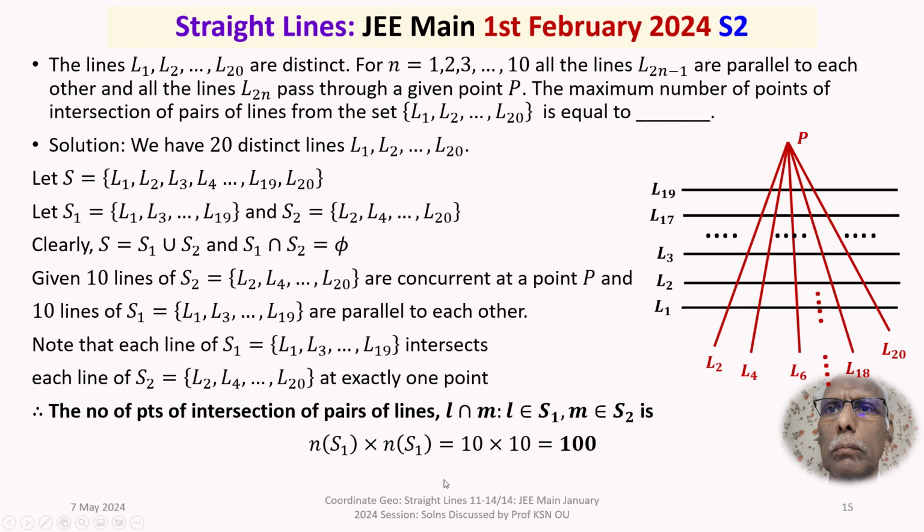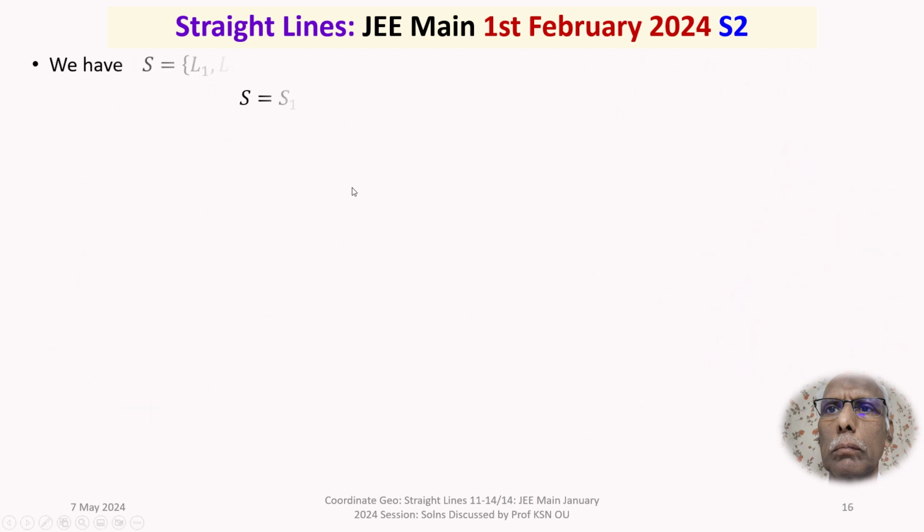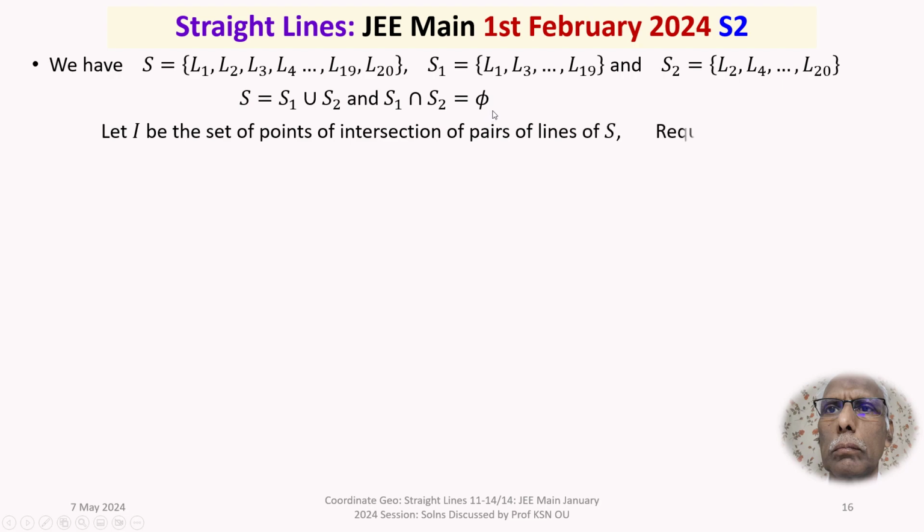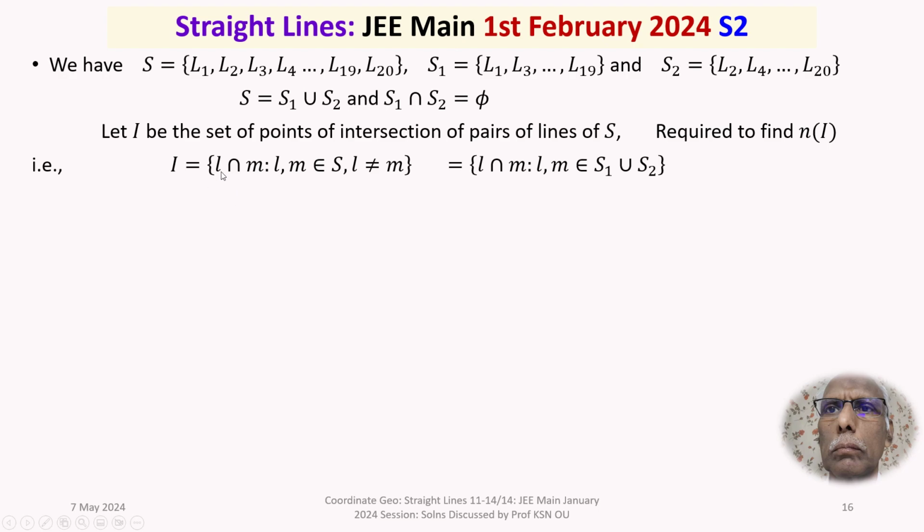But I want to show you how to show this 101 logically, that is, rigorously. We have S, S1, S2. S is the union of these two and S1 intersection S2 is empty. Let I be the set of points of intersection of the pairs of lines of S. We are required to find n(I). That is, I is equal to the set of all L intersection M, where L and M come from S and L is not equal to M.